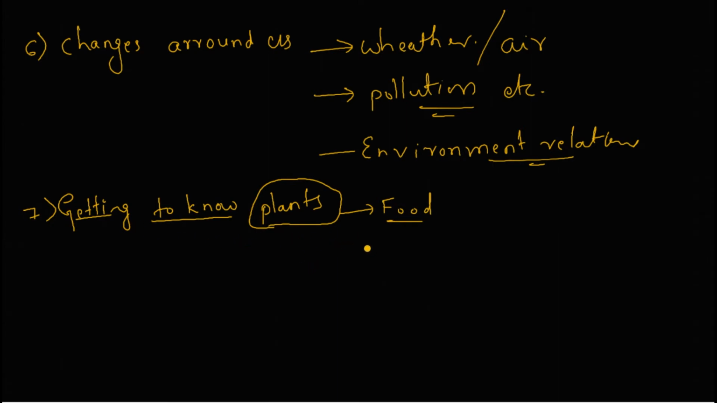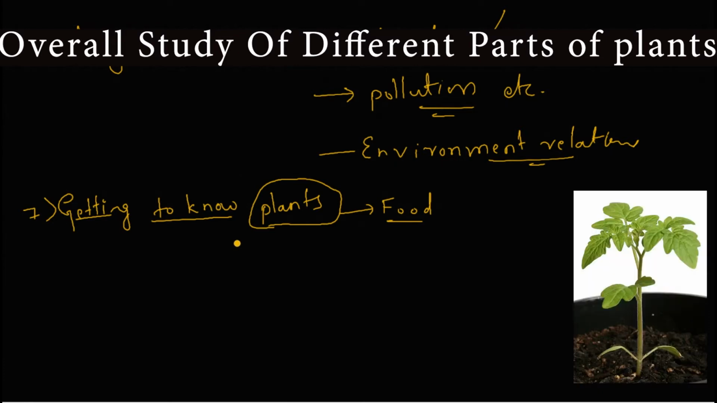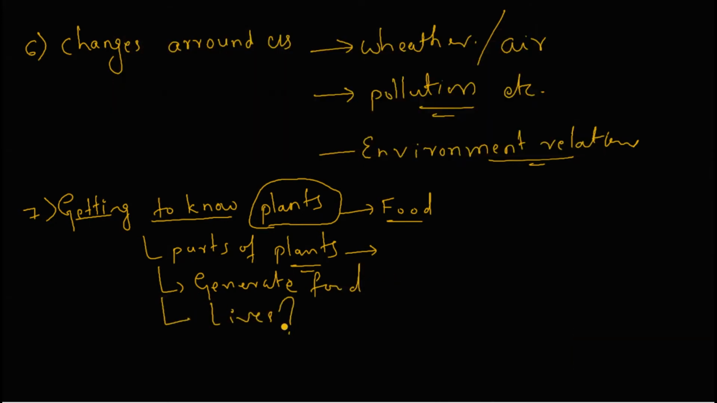So we want to study how the plant is going to grow, and what are the parts of the plants. Okay, parts of plants. We'll go with the picture and we'll explain each and every one, how the plant develops to generate food, how it lives. All those things we will discuss in this chapter.